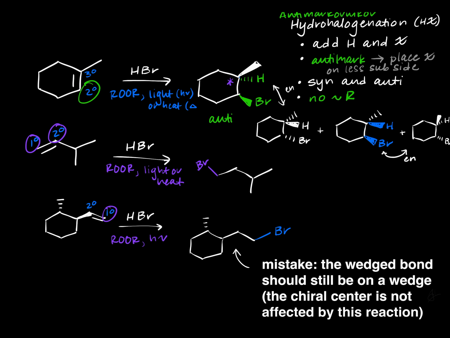Finally, let's check the 2 carbons that we added something off of to see if they're chiral. This leftmost carbon is not chiral because it has 2 hydrogens. This rightmost carbon is not chiral because it has 2 hydrogens.